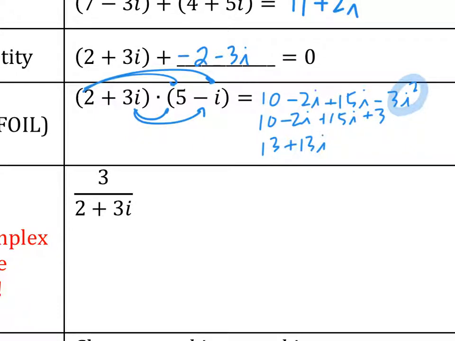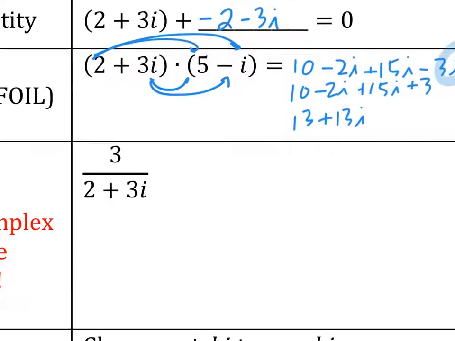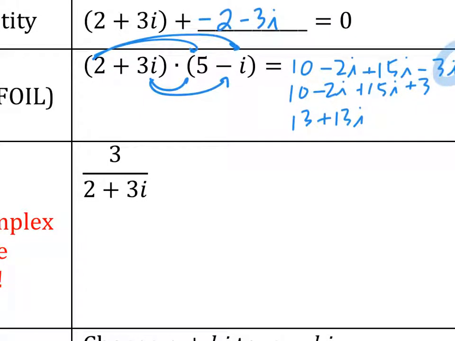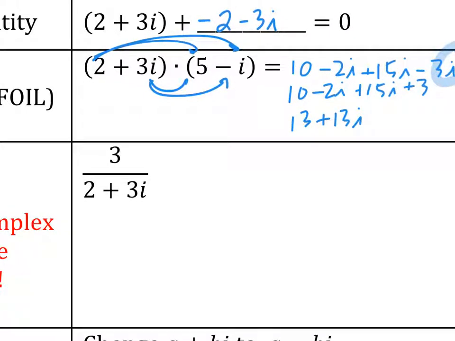Next, we cannot leave an i in the denominator. So 3 over 2 plus 3i. How do I get rid of that i in the denominator? Yeah, 2 minus 3i. Yes, we had to multiply by 2 minus 3i, but does anyone remember the name? Yes, conjugate. But there are two words, something conjugate.